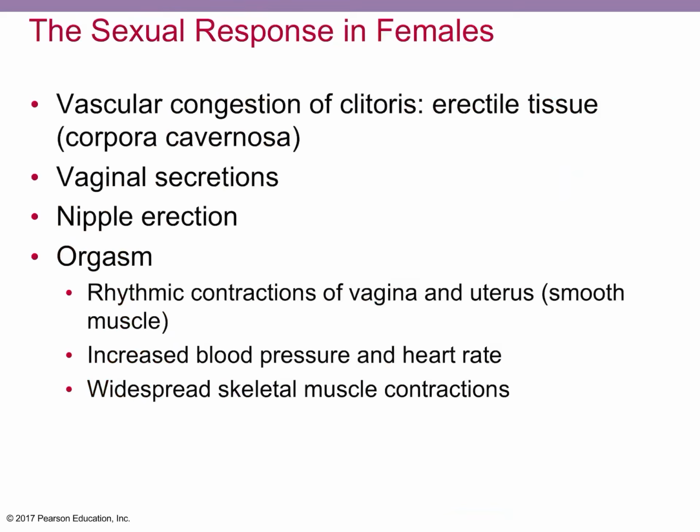All right, the next topic is sexual response in females. First, the vascular congestion of the clitoris. Again, the clitoris is erectile tissue. It actually contains the corpora cavernosa, which is the same tissue that you find in the penis. It's sexually sensitive and also enlarges with excitation. We also have vaginal secretions, nipple erection, and orgasm, which includes contractions of the vaginal wall and contractions of the uterus. These are both smooth muscle contractions as well as skeletal muscle contractions, and an increase in blood pressure and heart rate.